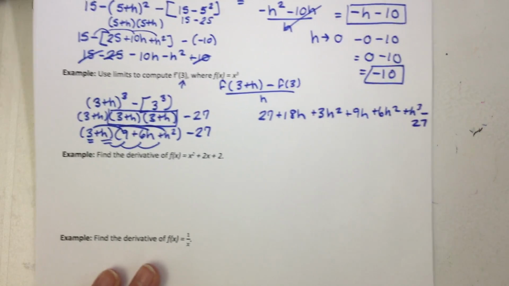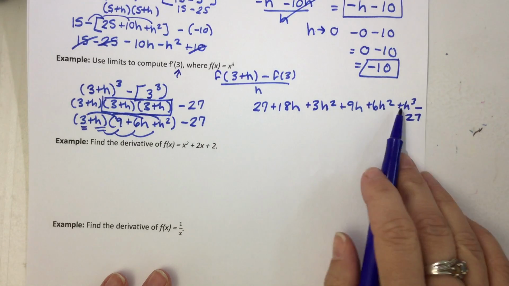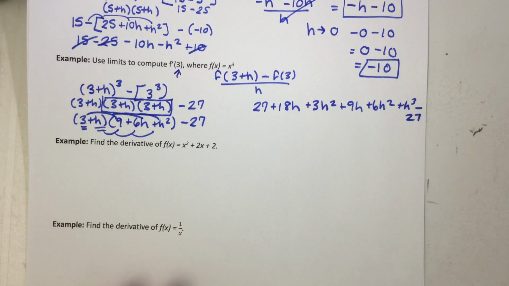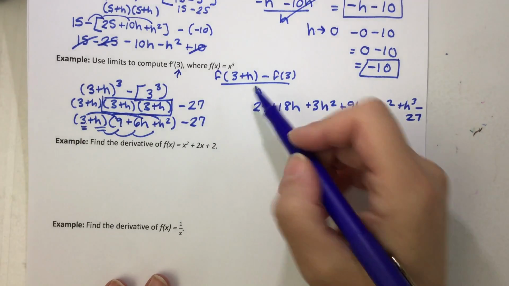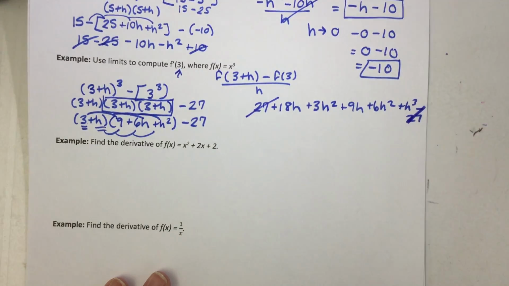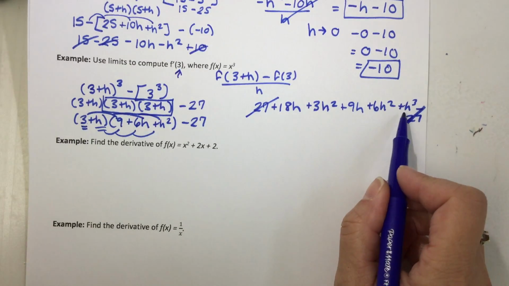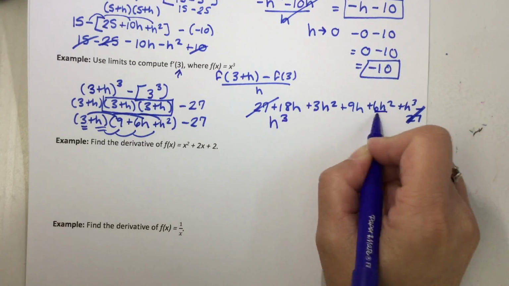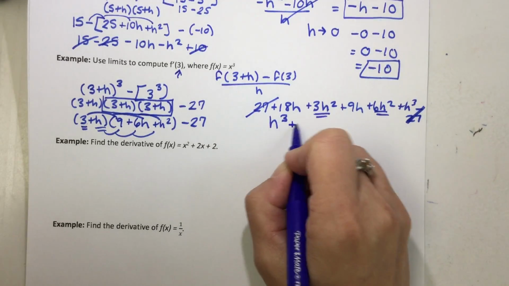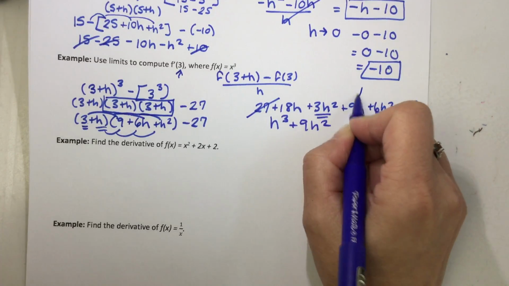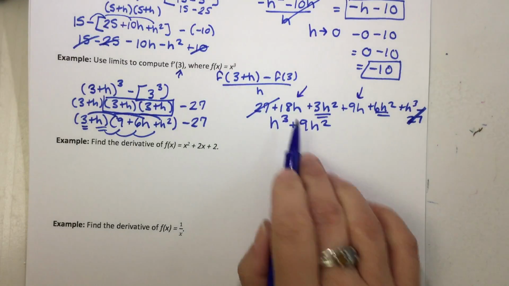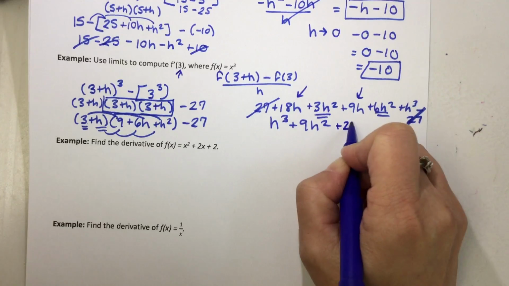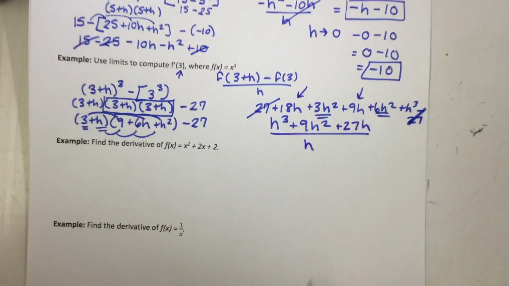Now remember, when we expand this, this is the process where we should be able to cross things off. Here's a positive 27, here's a negative 27. I think that might be all I can cross off. Okay, that's all right, we got this. So if I combine my like terms, I have h cubed. This has 2 h's, this has 2 h's, so that's 9h squared. This has an h and this has an h. 18 plus 9 is 27h, all over h.